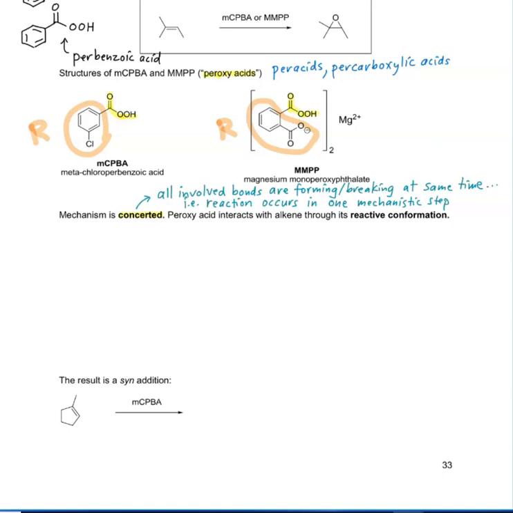Now, the peroxy acid, when it interacts with the alkene, does so through what we call its reactive conformation. So that's also a new term. The reactive conformation is just the conformation that a molecule has to be in for a particular reaction to occur.